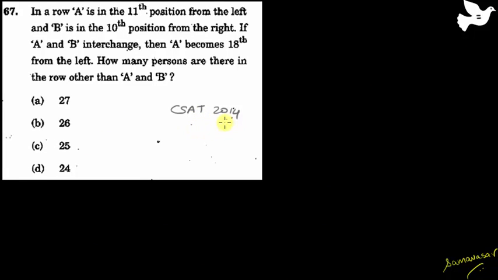This is a question from CSAT 2014. Okay, this says in a row, A is in the 11th position from the left and B is in the 10th position from the right. So let me draw a representation of this. So this is the left end and this is the right end. So A is the 11th position from the left and B is the 10th position from the right.